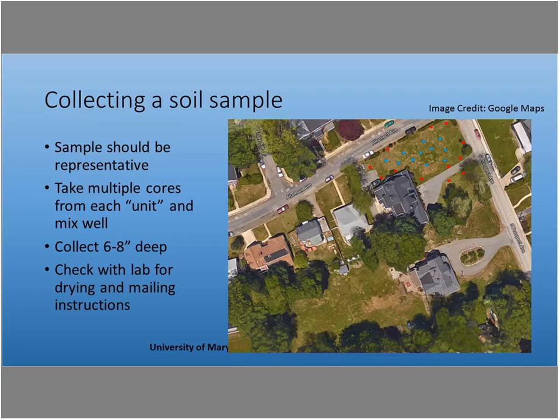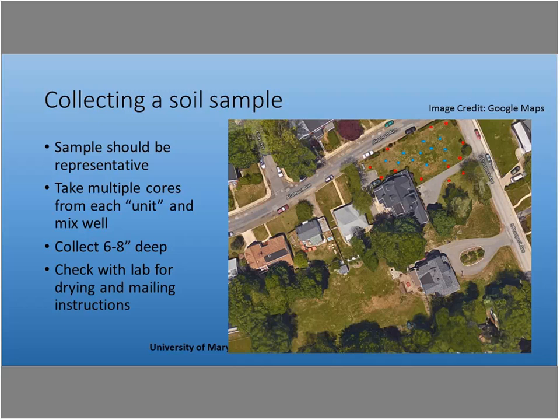Then take multiple cores from what you might think of as your lower risk area, the interior of the field, and mix those well, and then send that as a second sample to the lab. And that way you'll have more information about where on your farm, whatever the results are, those results are located.